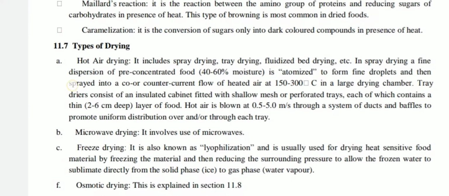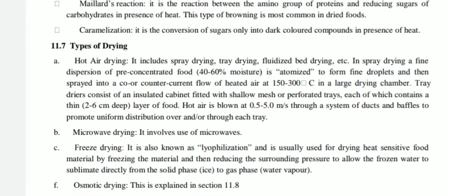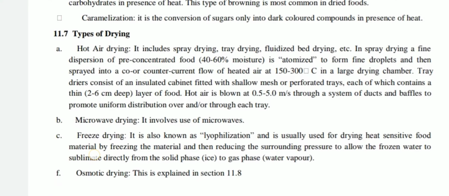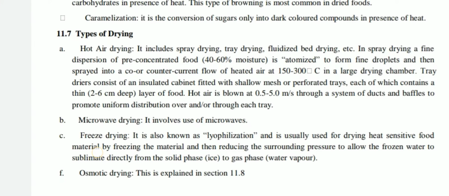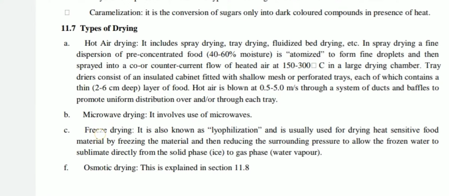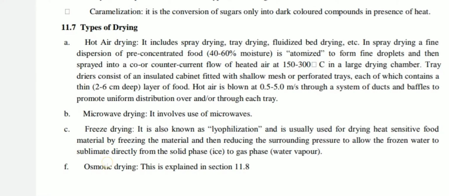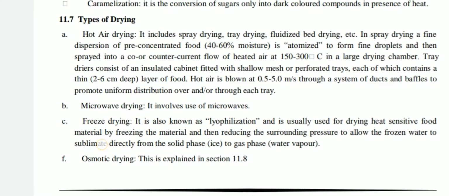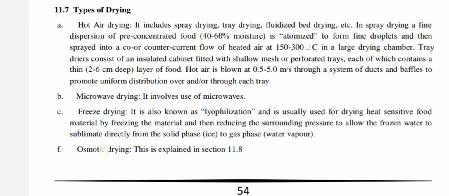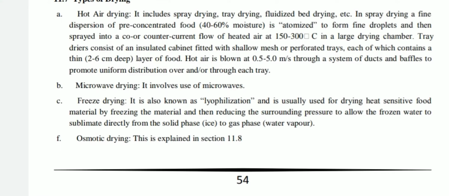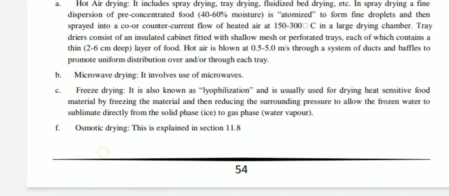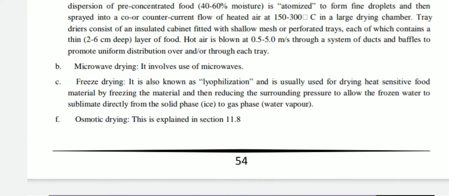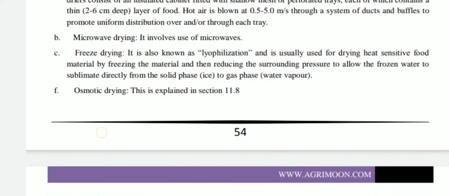Now, types of drying. Hot air drying can be done. These are the specifications, like spray drying needs the pre-concentrated food, and hot air drying needs the higher moisture content food. So these are the specifications of how the drying can be done. Then microwave drying, then freeze drying, then osmotic drying.